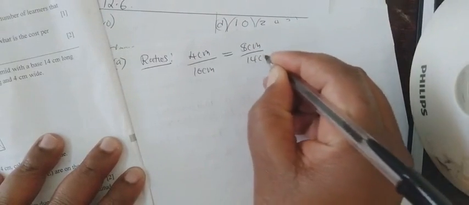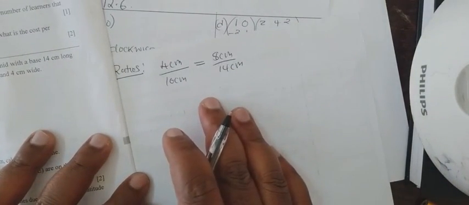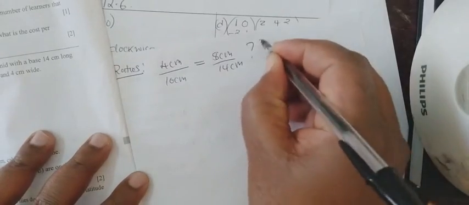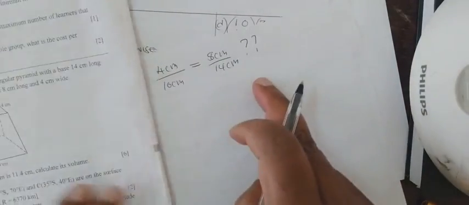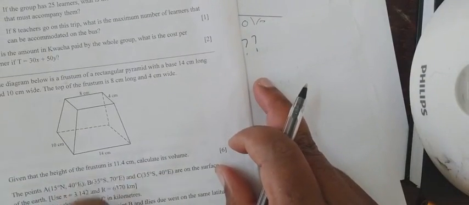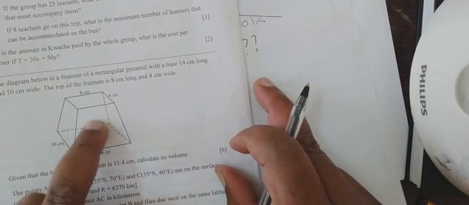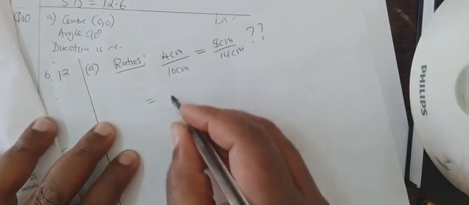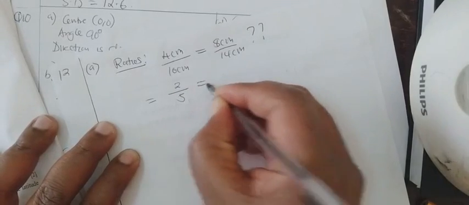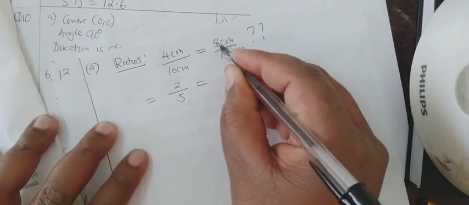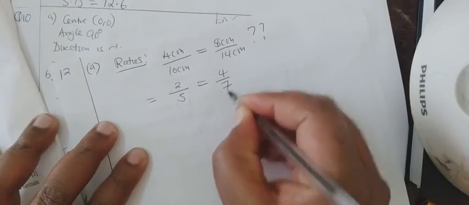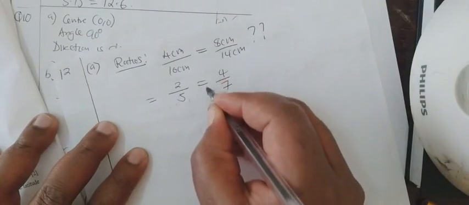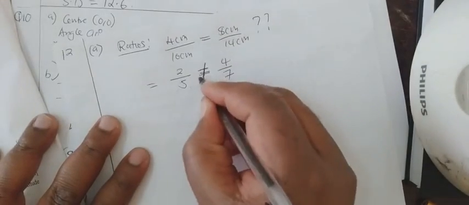Now, if this ratio is the same, then we can find the volume of a frustum. Then this is a frustum, and the properties of a frustum hold here. Now let's check. When you reduce this, you get 2 over 5. Here, when you reduce by using 2, you get 4 over 7. These are not equal. Hence, we cannot conclude that for sure this is a frustum.